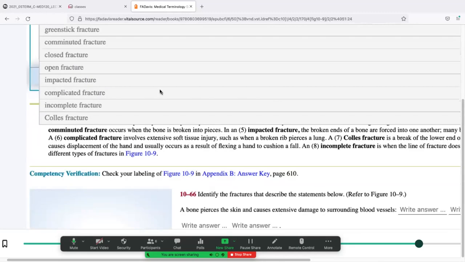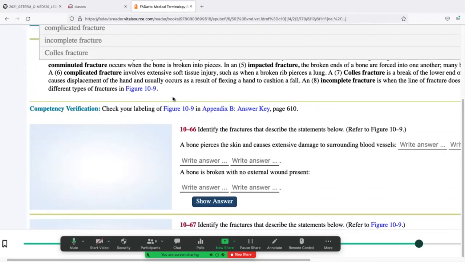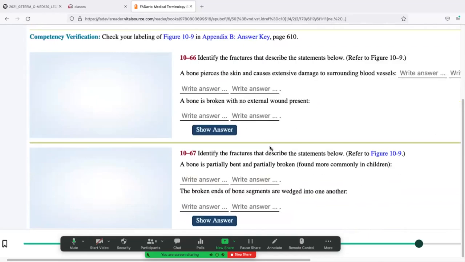Compression fractures are usually found in the spine, and it's usually, what do you call that? When people jump from a height, and then when they hit, it compresses all their knees and their hips and their spinal cord.